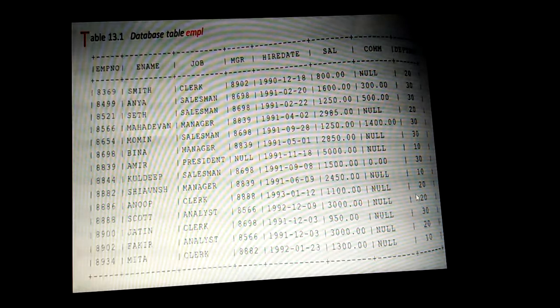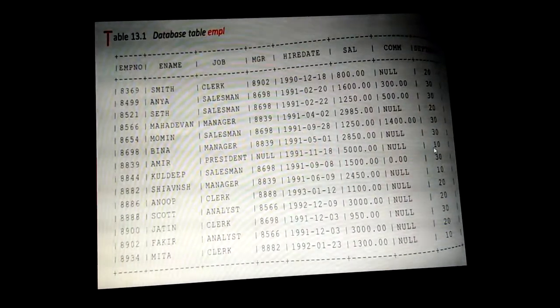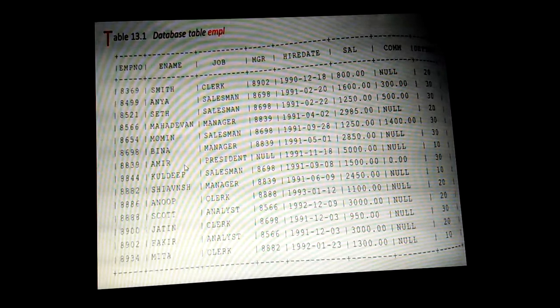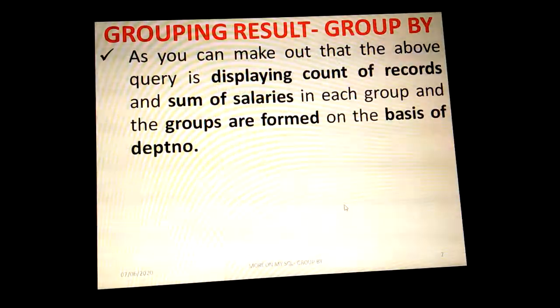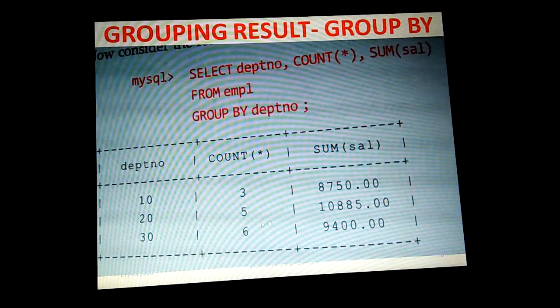This 10 has job name president, and this 10 has job name manager, and this 10 has job name clerk. So their salaries are going to be added here, 1300 and then 2450 and then 5000. If you add up all these values we will get around 8750. Like that we can get the answer for the second department number, that is 20, and for the third department number 30 also, if we use this command.